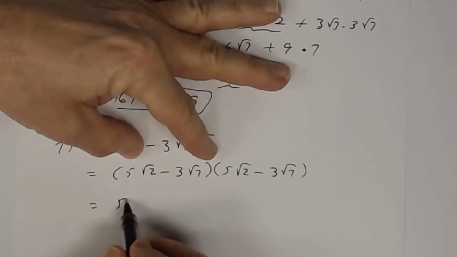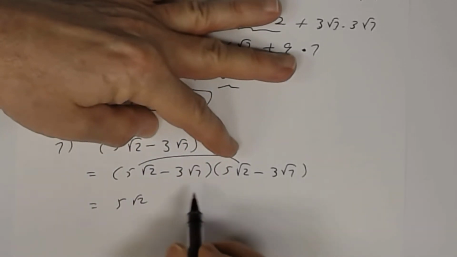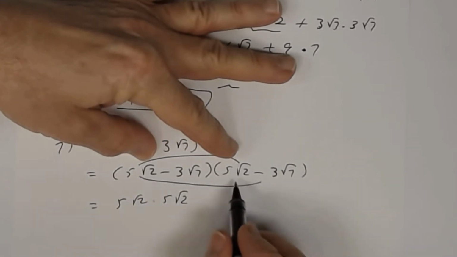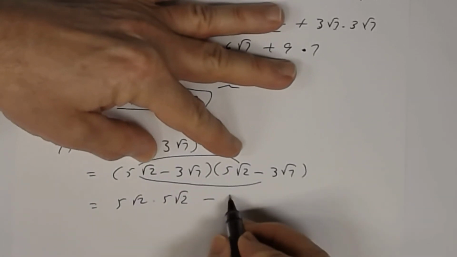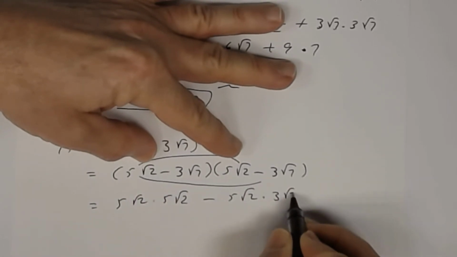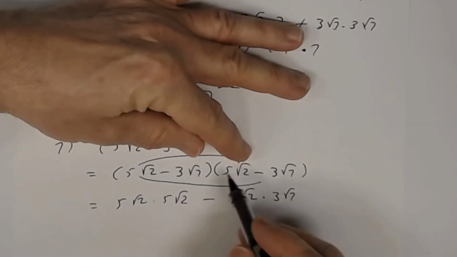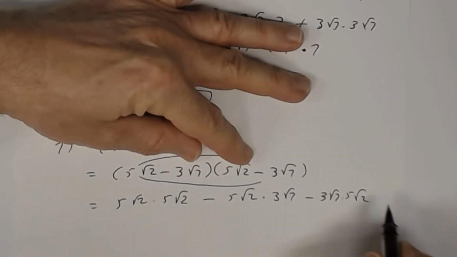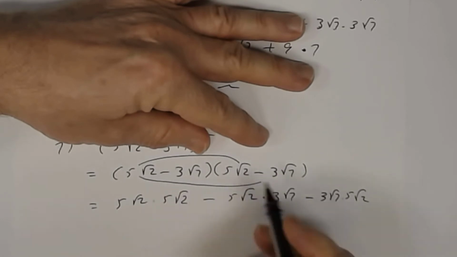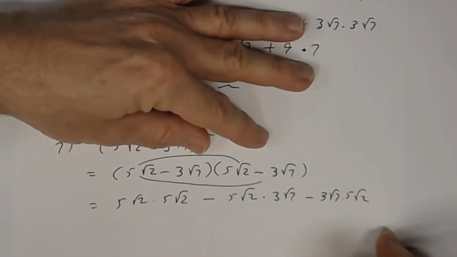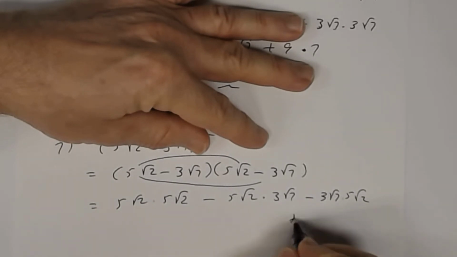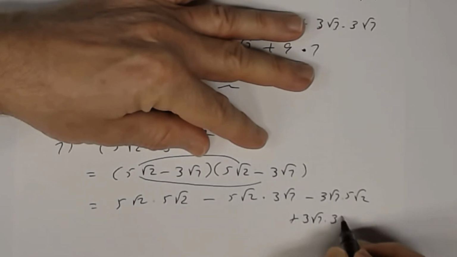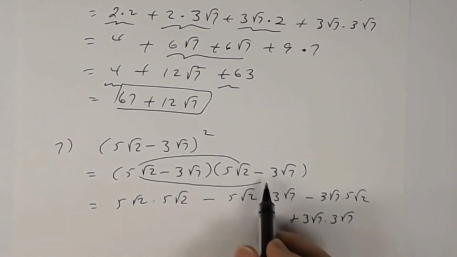So I have 5 square root of 2 times this 5 square root of 2. Write it out. Okay, now the outer. A positive times a negative, so there's going to be subtraction here. So 5 square root of 2 times 3 square root of 7. Now the inner. A negative times a positive is a negative, so another subtraction. So 3 square root of 7 times 5 square root of 2. And now the last, now be careful, a negative times a negative is a positive. So notice I'm going to put a positive here, and I'm running out of room, so I'll put it right underneath here. So 3 square root of 7 times 3 square root of 7. Okay, so remember, negative times a negative is a positive.